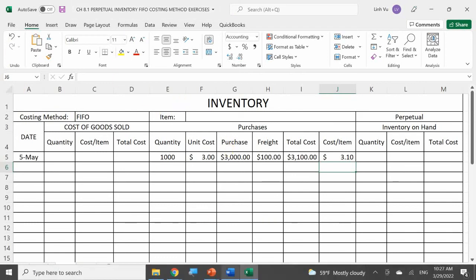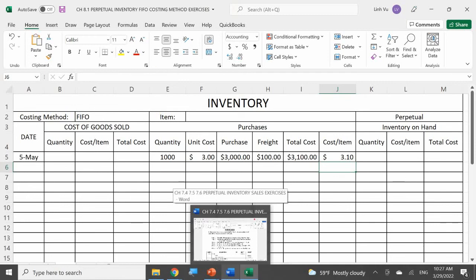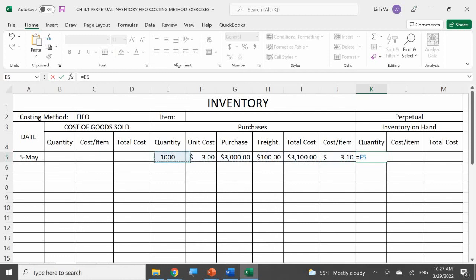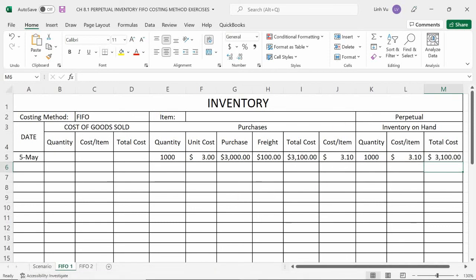Now that I made my purchases, I need to carry that into my inventory on hand, because this is important. This is what lets me know how many items I have on hand. So this is what I currently have in my inventory: 1,000 units at $3,100. And I'm going to color this batch.